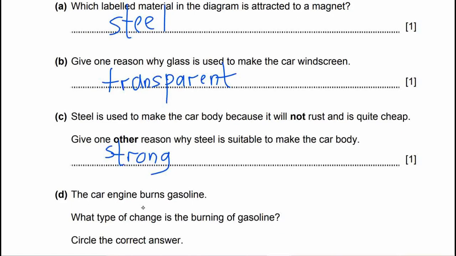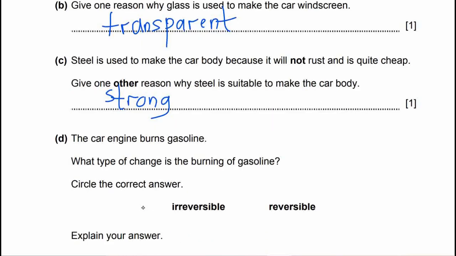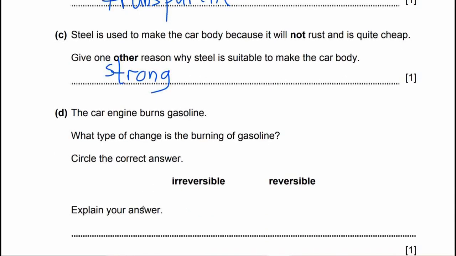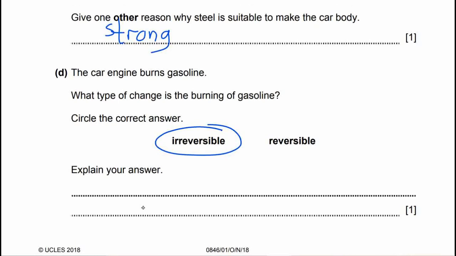The car engine burns gasoline. Which type of change is the burning of gasoline? Circle the correct answer. That will be irreversible. Irreversible means you cannot change it back. So with the process of burning gasoline, we cannot get back the gasoline after we burn it. That means irreversible, we cannot reverse it.